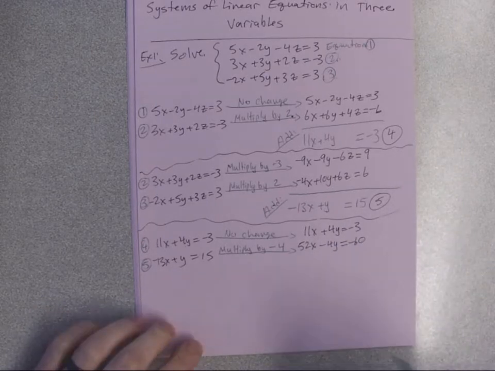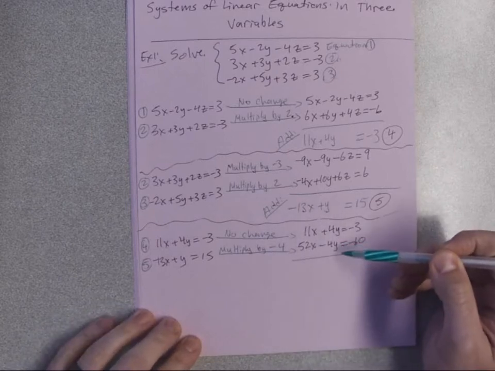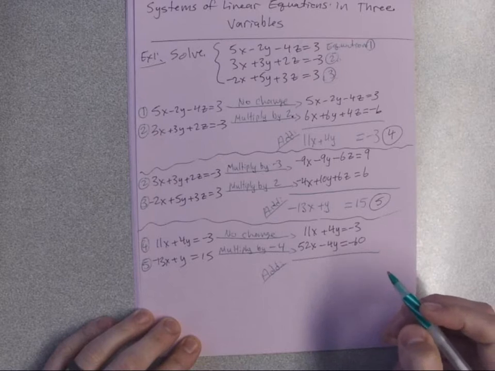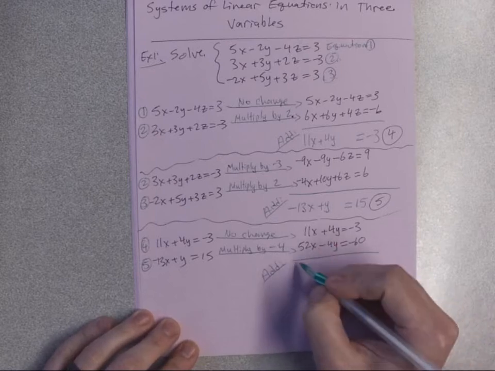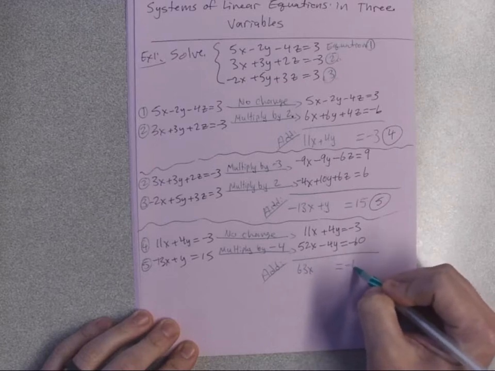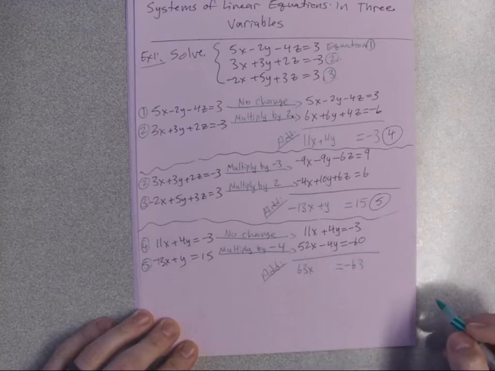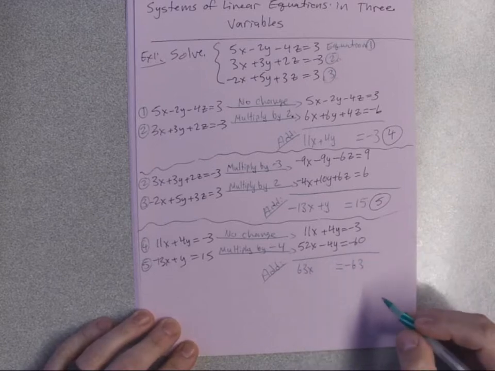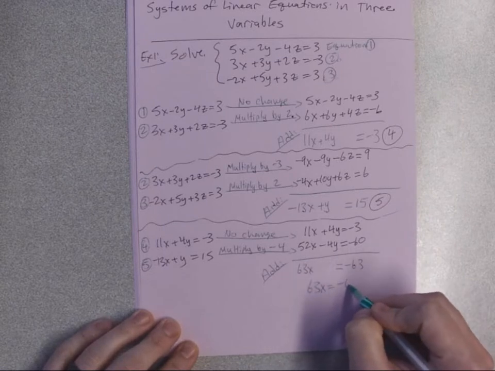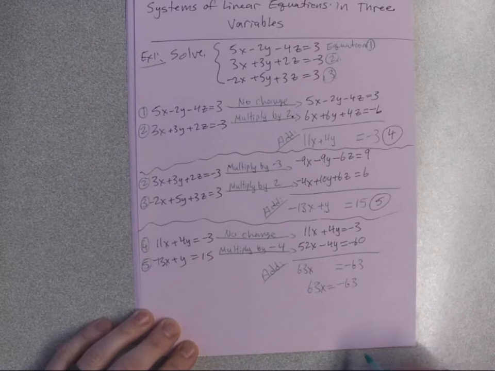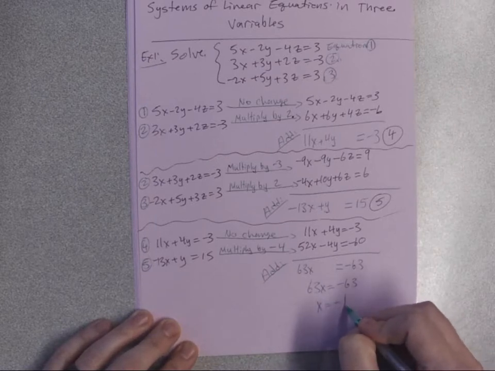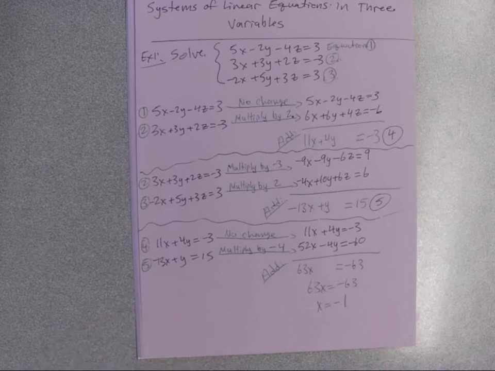Now we got what we came for. Our y's can be eliminated once we add down. So when I add 11 and 52, that gives me 63x. This is 0. And when I add this, this is negative 63. So I'm just going to rewrite this so it looks a little cleaner. This is 63x is equal to negative 63. Divide both sides by 63, and out pops your x value. X is equal to negative 1.